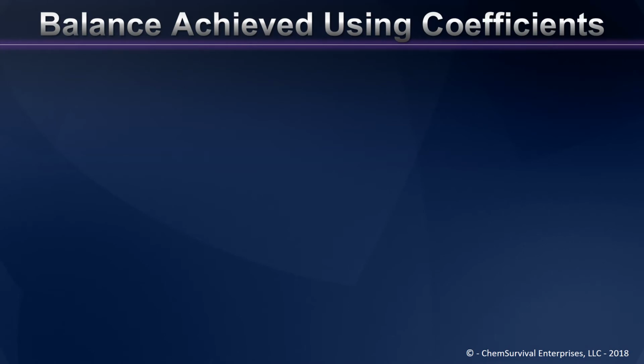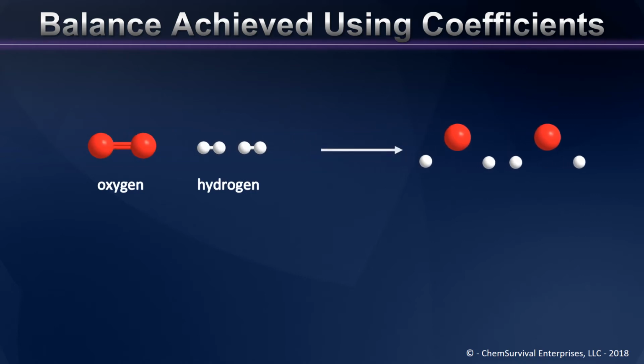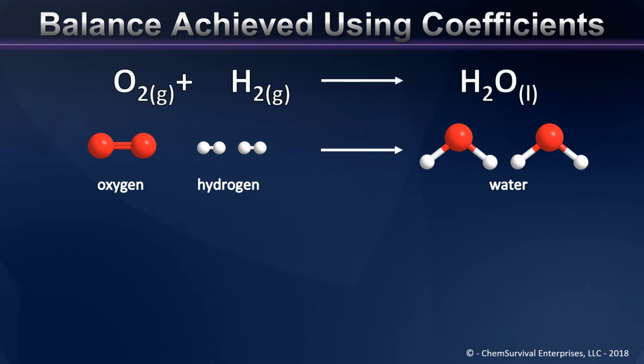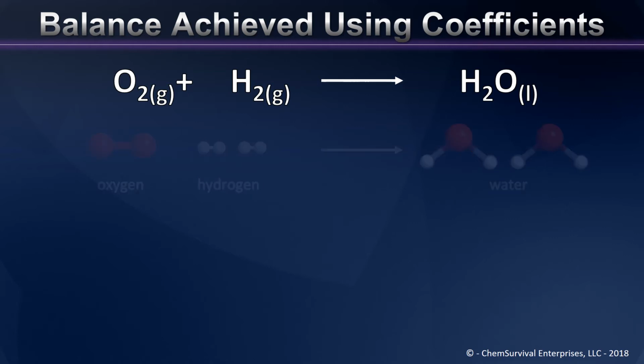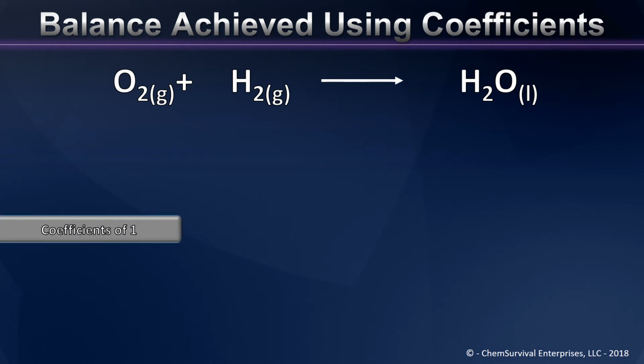Let's take a look at this method in action. Here's another reaction between oxygen and hydrogen, this time to form water. But again, a chemist wouldn't write the reaction this way. A chemist would write the reaction this way: O2 plus H2 forms H2O. But is that reaction balanced? Let's find out. We'll start by placing coefficients of 1 in front of everything, oxygen, hydrogen, and water.